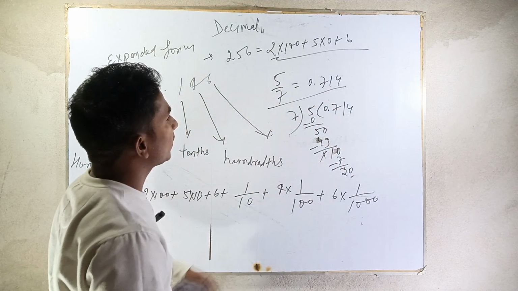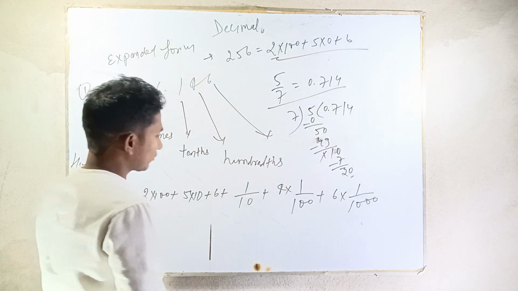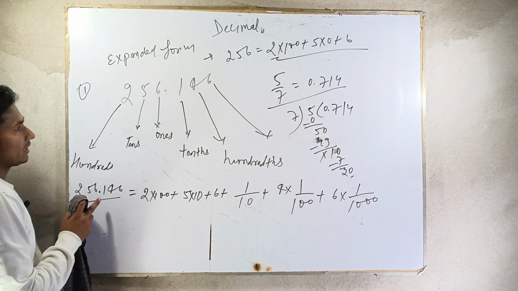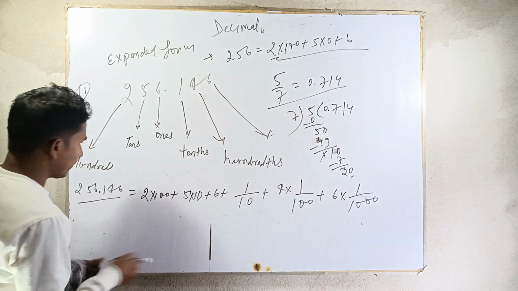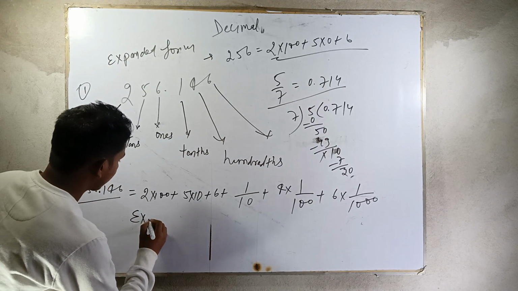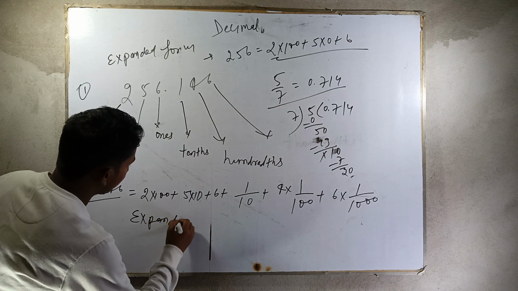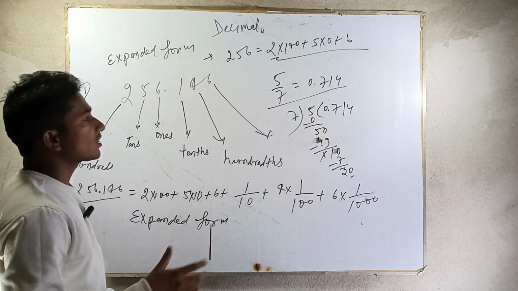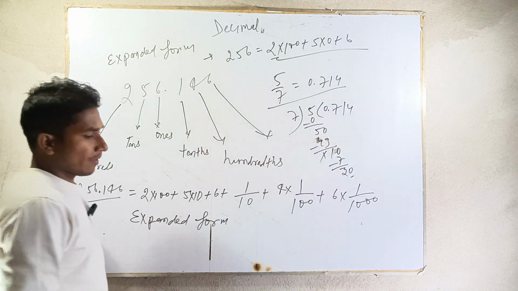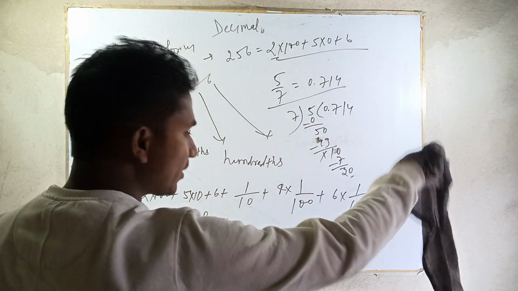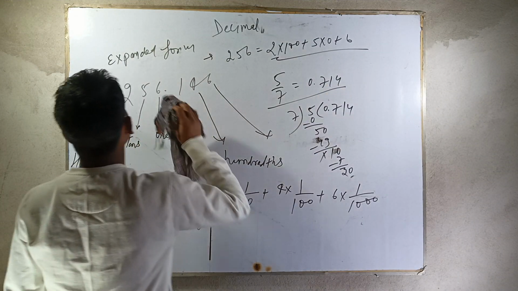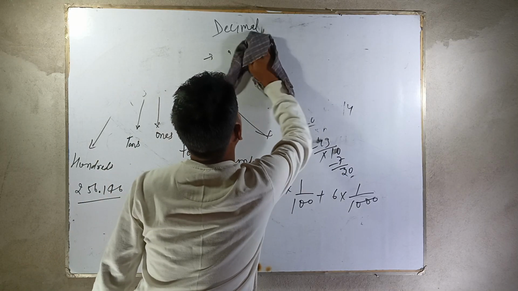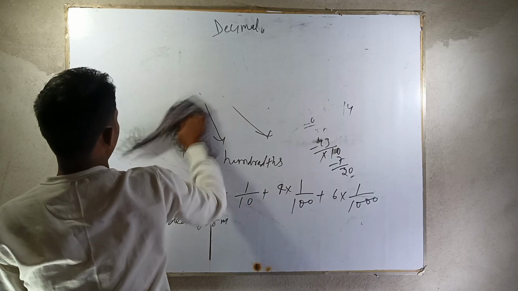If any decimal is given, I write it in this way. Do you understand all these things I explained, how we can write in expanded form? This is expanded form. So I hope you can understand all these things. Next one is, if any fraction is given, how to convert decimal to fraction and fraction to decimal, how we can convert.